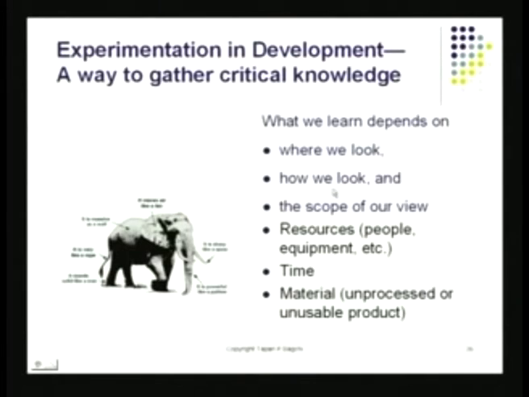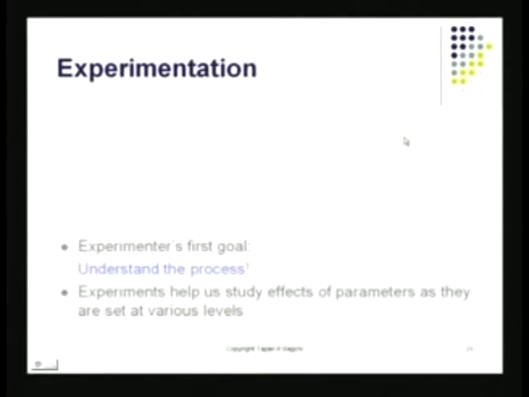It's also about how we look. Do we have a blindfold on, or can we see things? Can we touch things? Can we feel things? The scope of our view, what we can see and what we are not able to see. Resources utilized, time available and material available. All these things control how much we learn and how we learn.